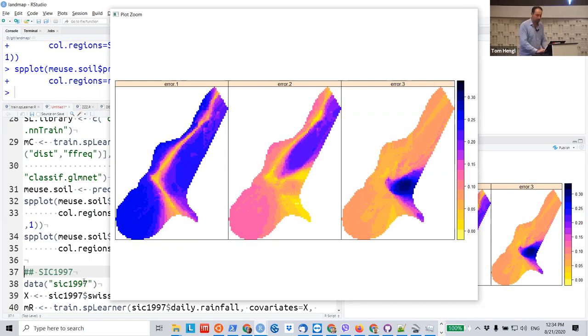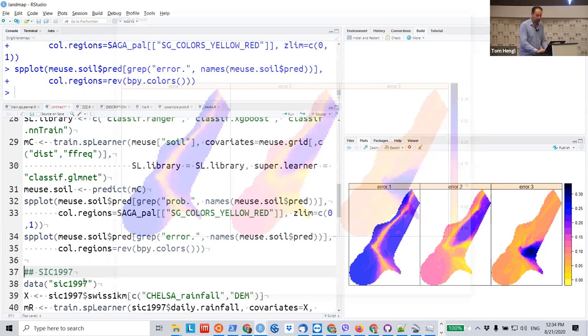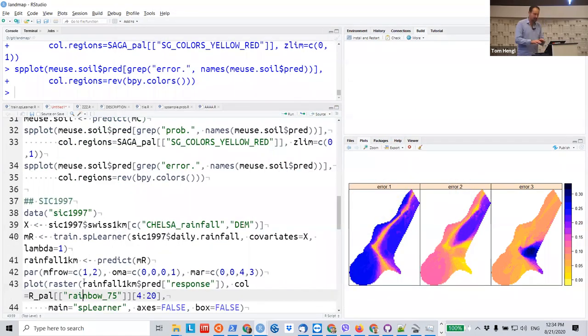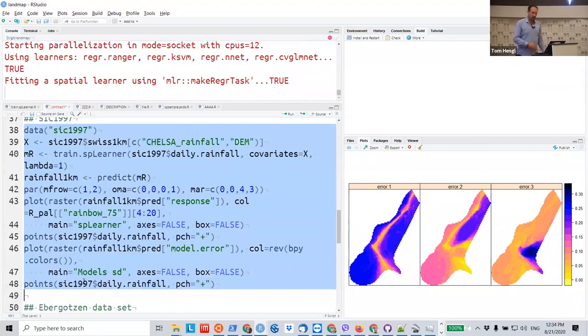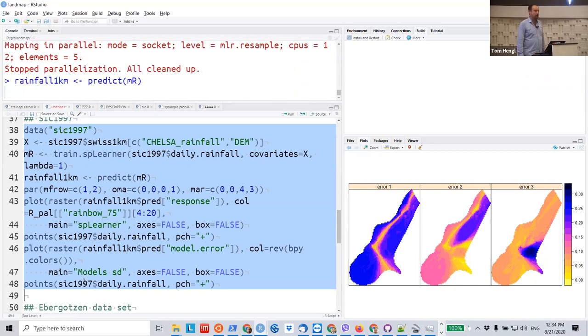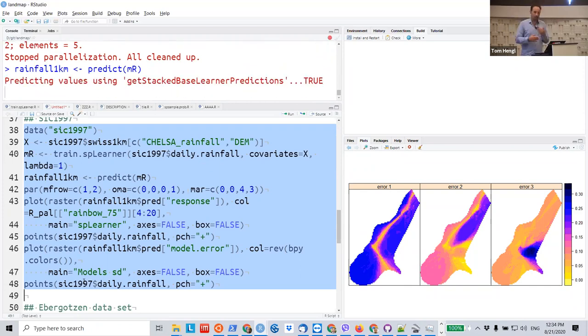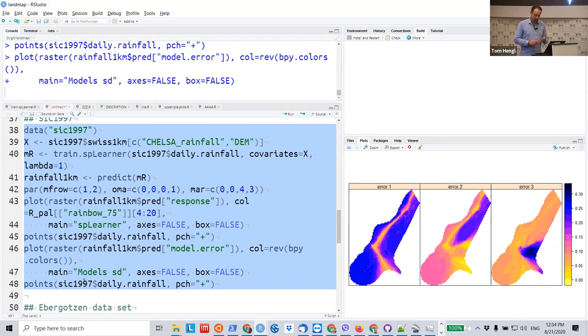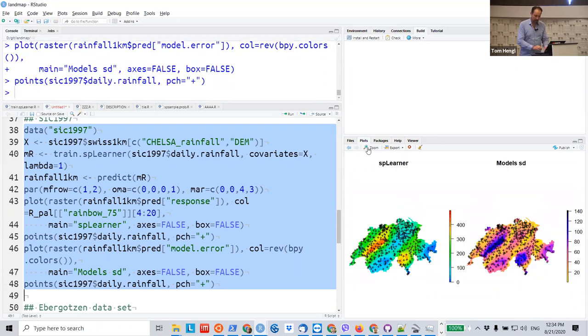And then we also did it on the Swiss data set. This is a bit bigger data set, so I'll just run this, and you see it's exactly the same. You get the gradient distance, but now you have 450 points. This is where machine learning starts performing better, because as you get more points and more complex, nonlinear relationships, that's where machine learning is really the winner. This takes a bit more time, and then you again get the predictions and the error map.